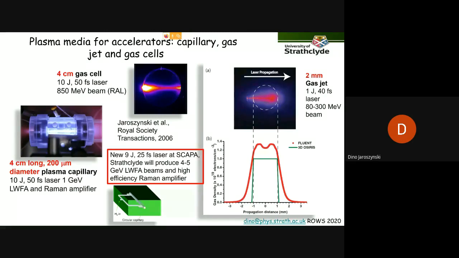And because the intensities we work at are much higher than 10^12, 10^13 watts per square centimeter, this fully ionizes the gas to produce plasma. Now, plasma consists of a fluid of electrons and a fluid of ions. We regard the ions to be more or less stationary on the timescales that we're looking at here. And these media can be either gas cells or gas jets, or even capillaries filled with hydrogen, where we use an electrical discharge to ionize all the gas inside the discharge.